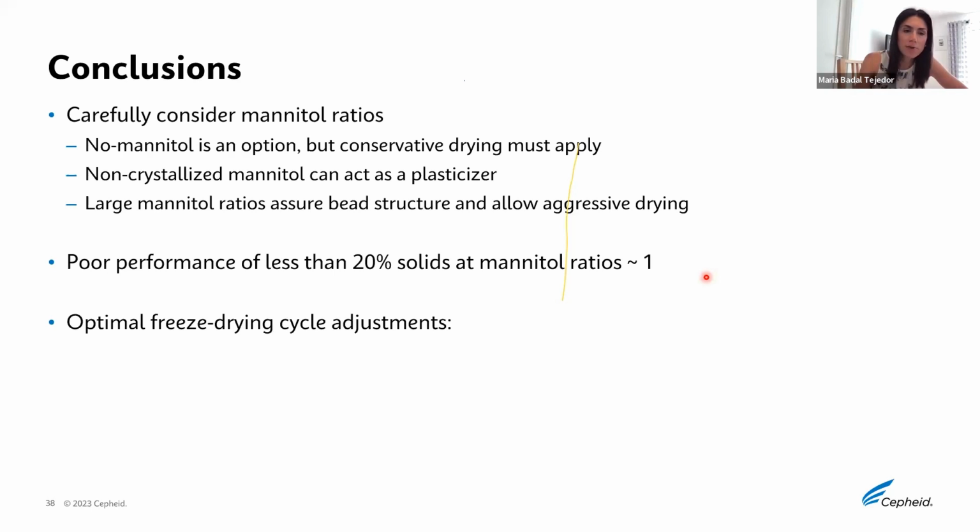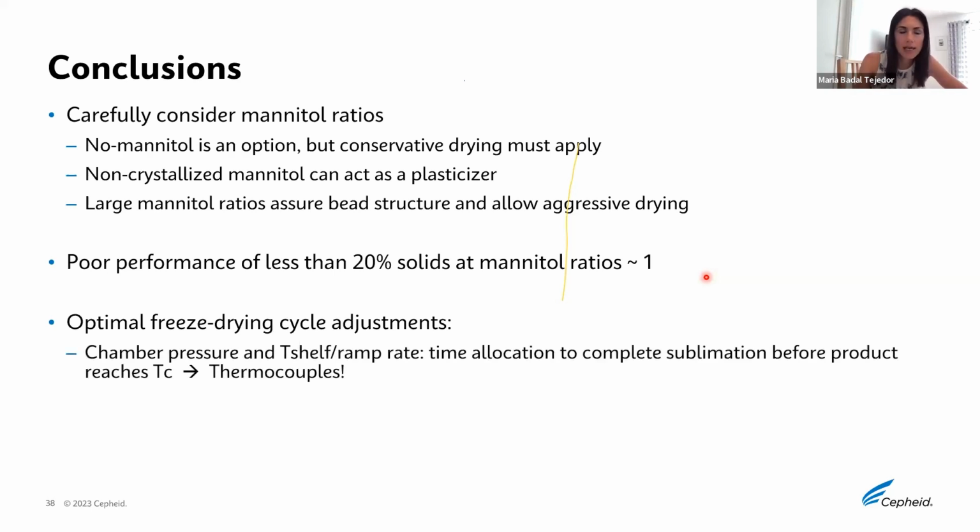And then, of course, the freeze drying parameters should be adjusted. It's important to consider what the chamber pressure is going to be, because that will define the point at which we start sublimation. Depending on our shelf temperature, we will give energy faster or slower. And that will allocate time for sublimation to be completed before we actually reach any of our critical temperatures. But that should be controlled with the thermocouples.